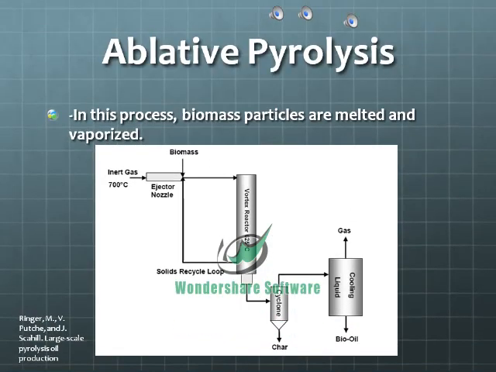Ablative pyrolysis is a process in which biomass particles are melted and vaporized. Initially, biomass particles are inserted to a small chamber which is occupied by fast-moving gases such as nitrogen. These gases carry the biomass into a tubular apparatus called the vortex reactor, which has been heated to 625 degrees Celsius. In the vortex reactor, biomass particles spin around very fast along the edges of the chamber.